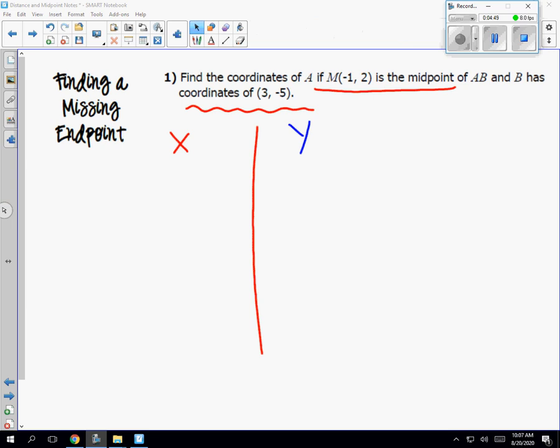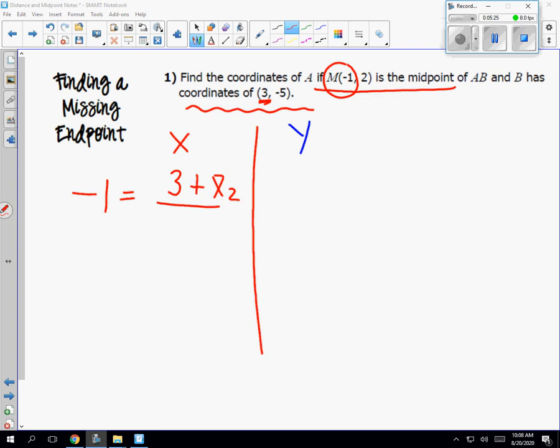Okay, so we're going to first do all of our x's. Now, this is a little different than our midpoint. This is finding a missing endpoint. So what we're going to do is first put all of our x's. We have an x coordinate from our midpoint, so I put that on my outside, my x midpoint. And then I do my regular midpoint formula. So I do all my x's from my coordinates, so I have my 3, and then I'm missing another x because we don't have that coordinate. So there's an x that's missing, and then I divide it by 2. I add them together and divide by 2.